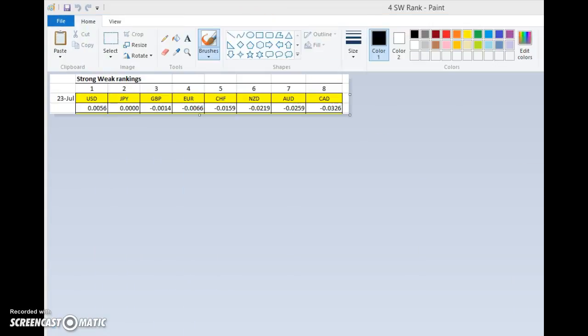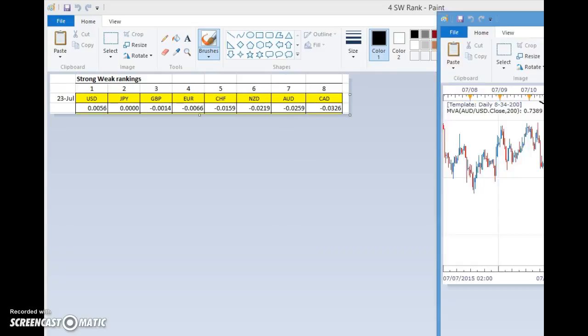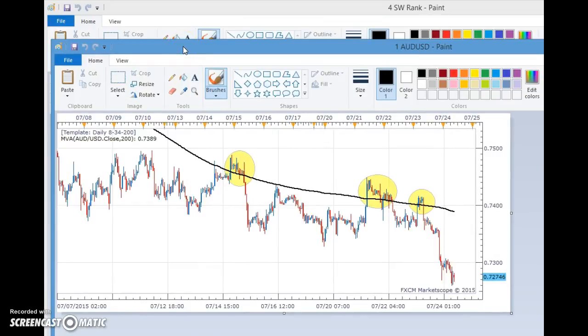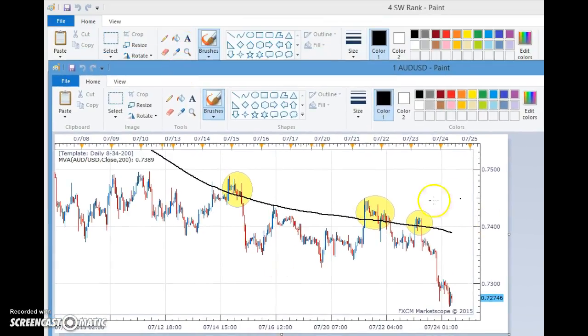Now the second one we have is the Aussie dollar. As you can see, it is very weak also. So let's look at the Aussie dollar. Now here we can see examples where the Aussie dollar has actually pulled back into the 200 period moving average. This is a 1-hour chart.